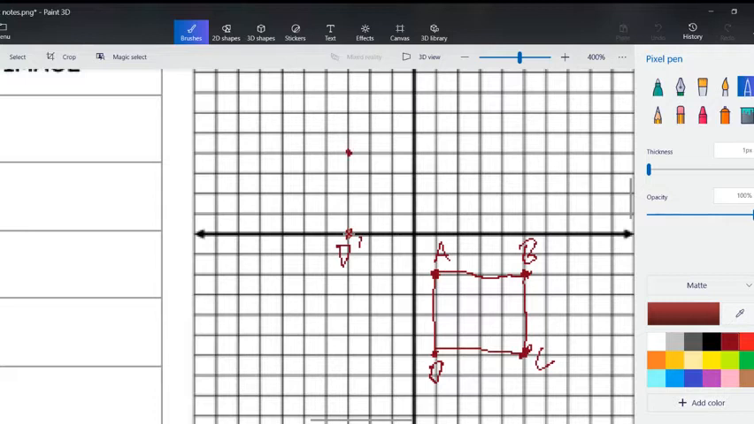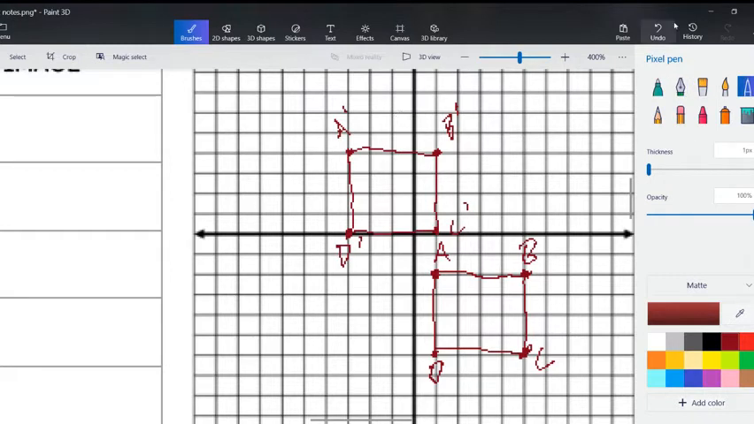So we're up here now. We'll label that A prime. B: 1, 2, 3, 4. 1, 2, 3, 4, 5, and 6. We're here. B prime. And C: 1, 2, 3, 4, and 1, 2, 3, 4, 5, and 6. C prime. Connect our dots.